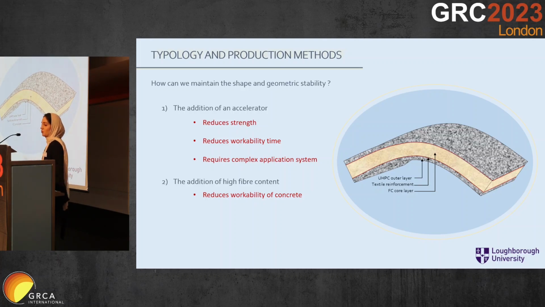And so we really have two options. We can either add an accelerator, but with that comes the headache of how are we going to apply the accelerator. We're going to reduce the workability time. And if we were to add it at the end, there's other headaches with that. The second option is we can add excessive fiber content. If we have a very high fiber content, we can matrix the fibers to keep the mortar within place. But again, this reduces the workability.